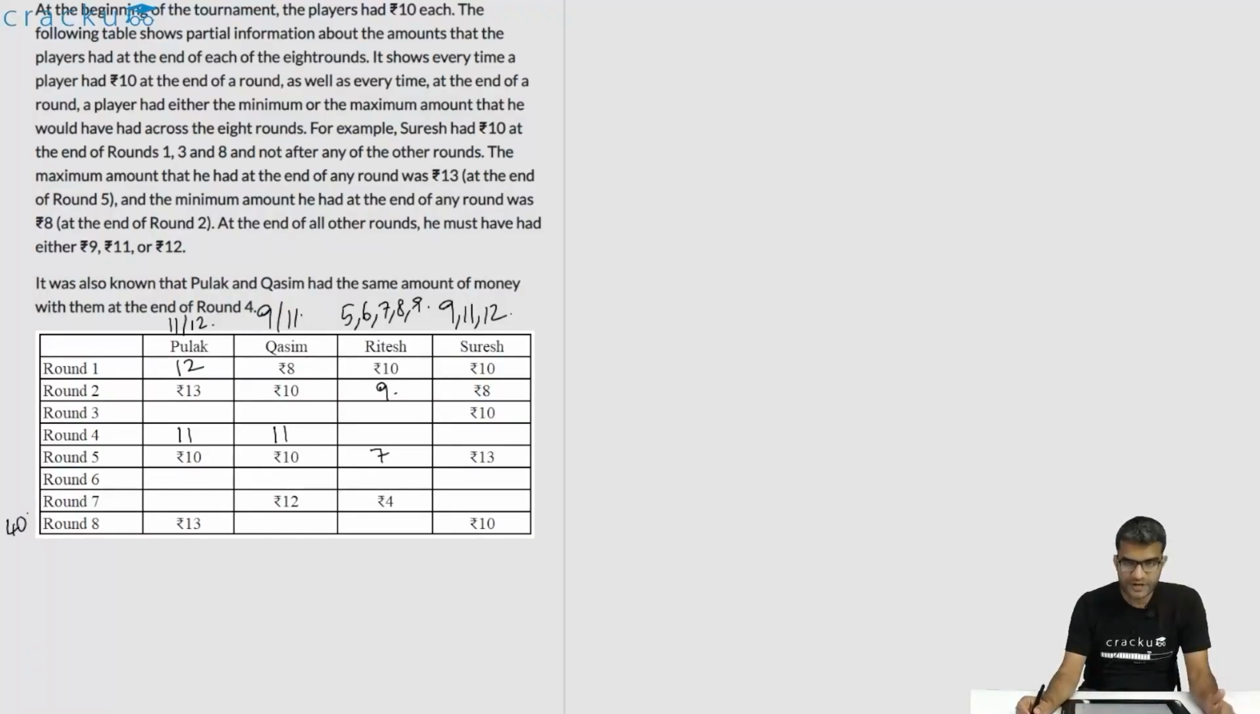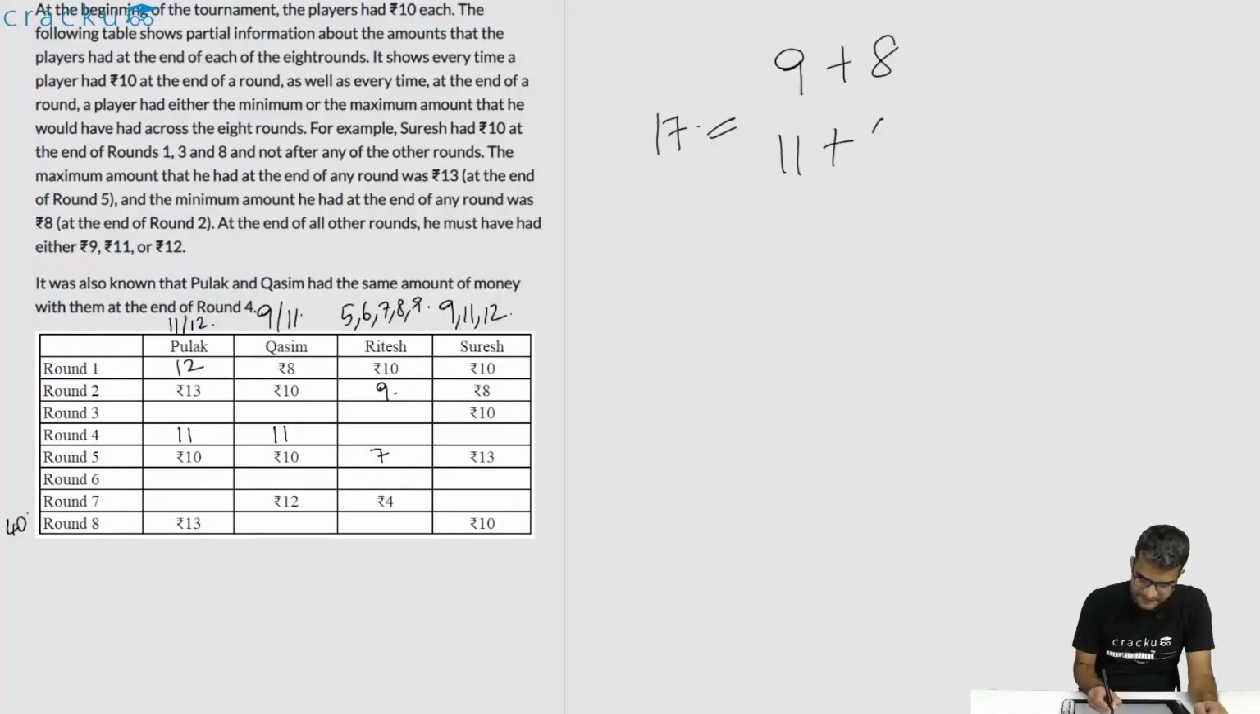If you are looking at round 8, the sum of Pulak and Suresh is 13 plus 10, that is 23. So the sum of Kasim and Ritesh has to be equal to 17. Now Kasim is either 9 or 11, so this 17 can be expressed as 9 plus 8 or 11 plus 6. Now you would identify that this cannot be equal to 8, because Ritesh in one round cannot gain 4 rupees. So this will have to be 11 plus 6. So this will be 11 and this is 6.